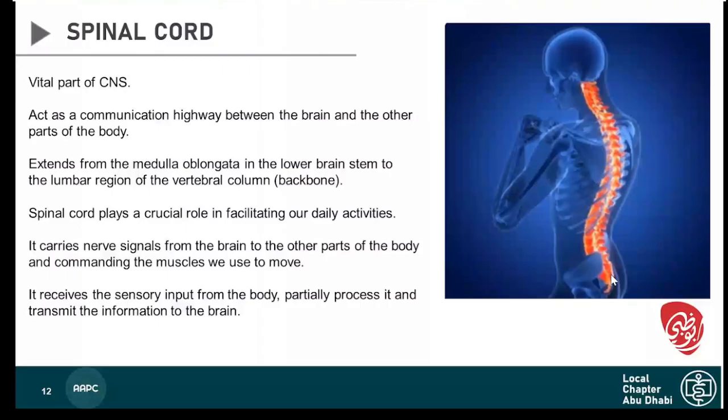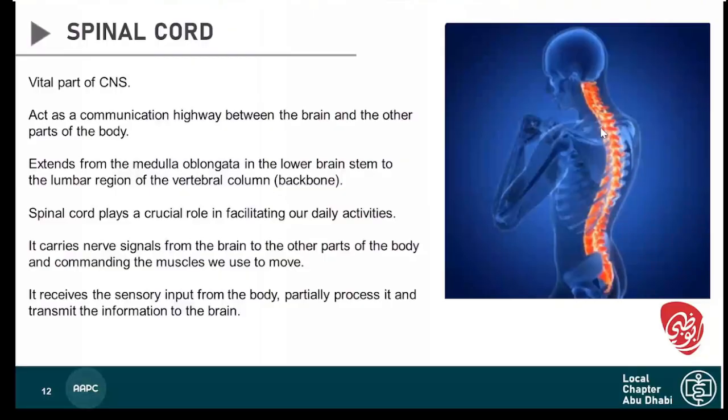Okay, then comes the spinal cord. We already discussed the spinal cord. It is a long, thin, delicate structure made up of nervous tissue that is enclosed in the spinal column or vertebral column. It acts as a communication pathway between the brain and the rest of the body. It extends from the medulla oblongata in the lower brainstem to the lumbar region, till L1, L2 only.